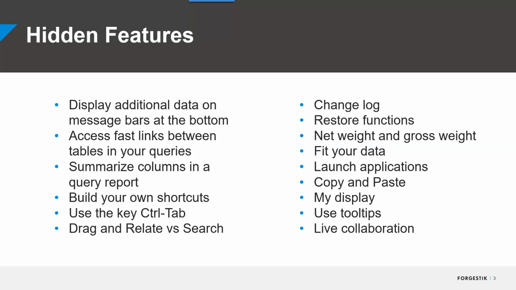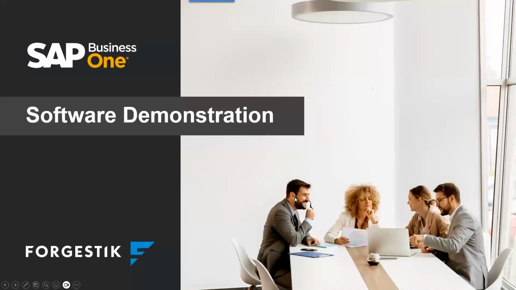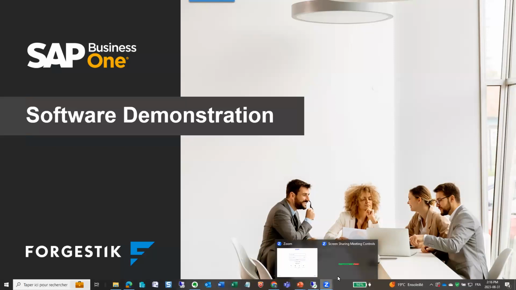We could look at the changelog, look at some restore functions, how we can handle gross weight, net weight, how you can fit your data in your screen. If we have more time, then launch applications, cool features about copy and paste, how to modify your display, use the tooltips of SAP Business One, and at the end, show, especially if you have the HANA version, how you can use live collaboration. So a lot of stuff for this half an hour, and we will just go through them right away in this small demonstration here on my demo database.